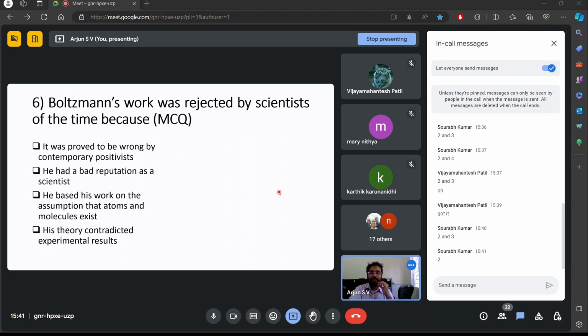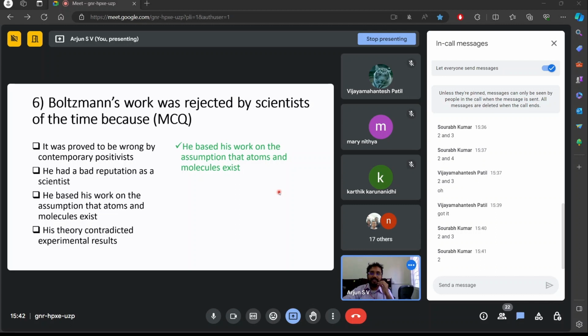Question 6, pretty much straightforward. Boltzmann's work was rejected by scientists of the time because his work is based on the assumption that atoms and molecules exist. He proposed theories from electromagnetism and statistical mechanics, which said that everything is based upon atoms and molecules, the fundamental particles of matter. But positivists rejected his idea, saying you can't take atoms and molecules into account because they don't exist, as you can't see, observe or measure them. Proved to be wrong by contemporary positivists.